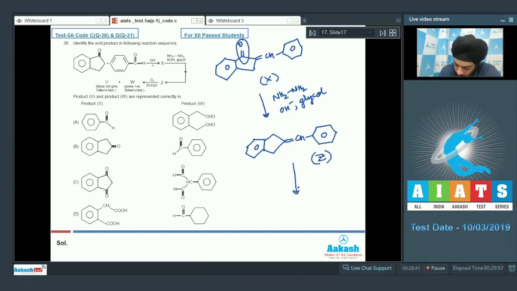And now when this is subjected to reductive ozonolysis, this will just cleave the bond from here and lead to the formation of respective carbonyl compounds. If you look at the compounds which are formed, there is a compound V which does not give positive Tollens test. So the ketone has to be the compound V which is formed. And W which gives positive Tollens test has to be the benzaldehyde which is formed. So this is W.